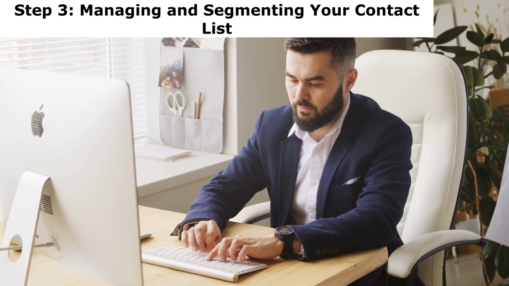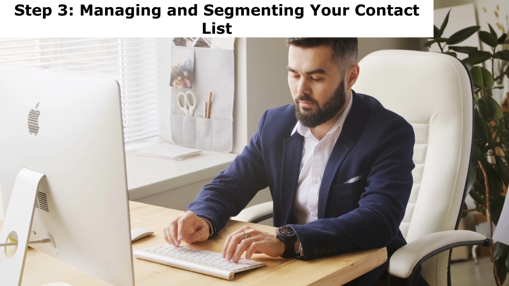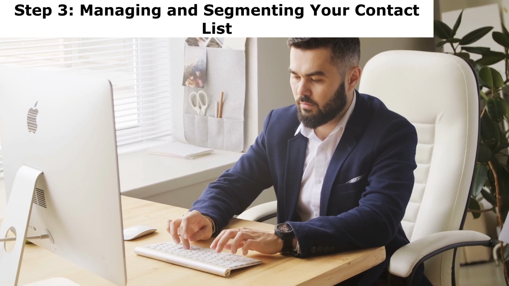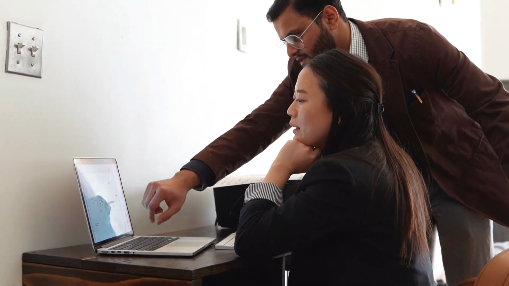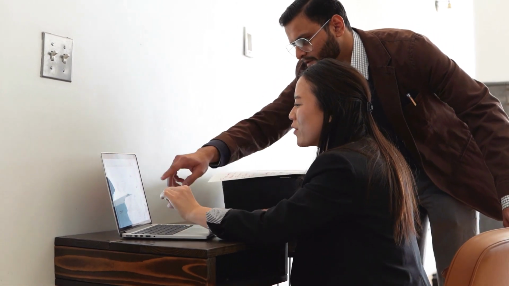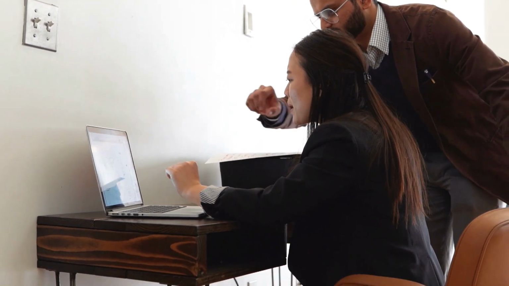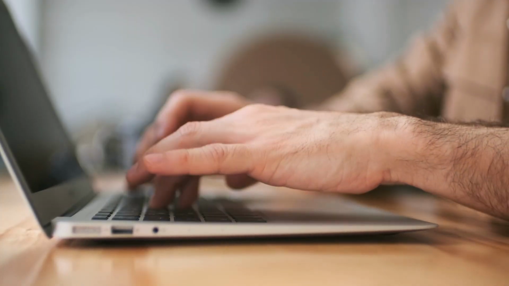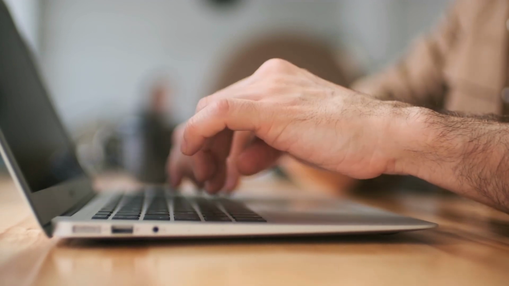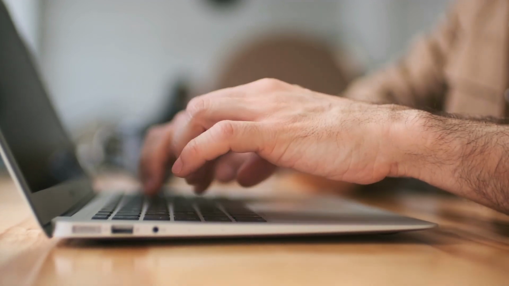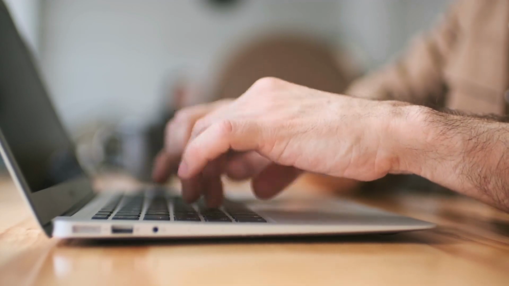Step 3. Managing and segmenting your contact list. Managing your contact list is crucial for effective email marketing. AI makes this easier by automatically segmenting your audience based on behavior, demographics, and engagement. It can even clean your list by removing inactive subscribers, ensuring your emails reach the right people.